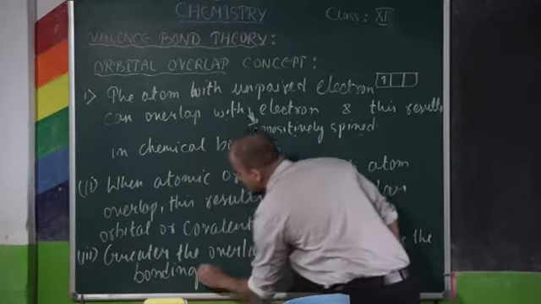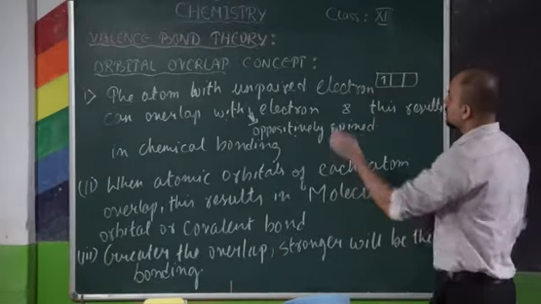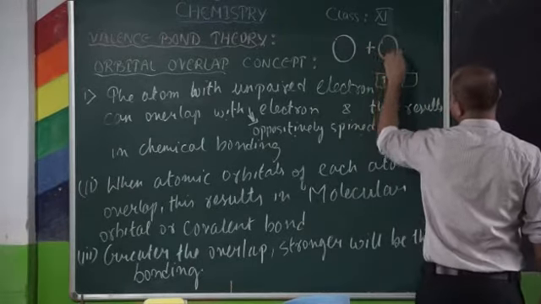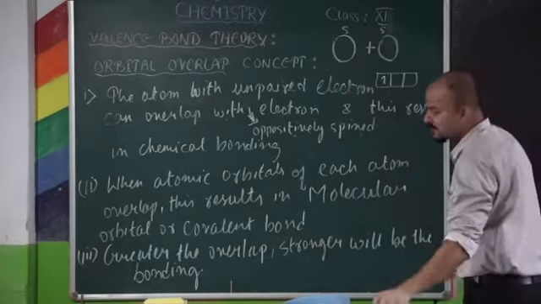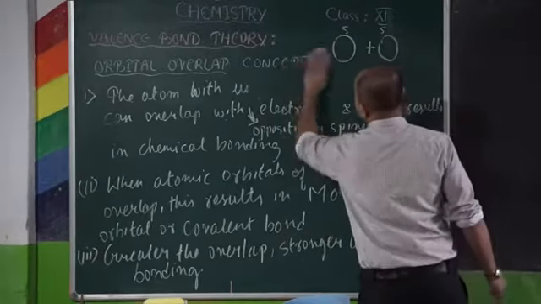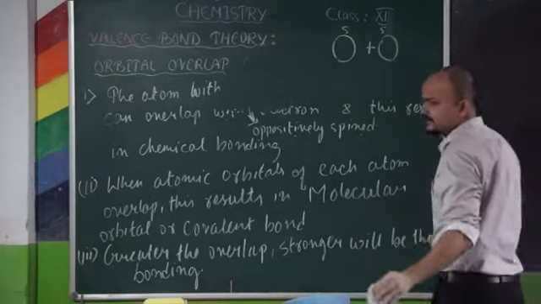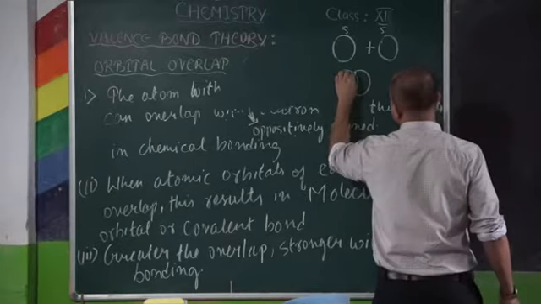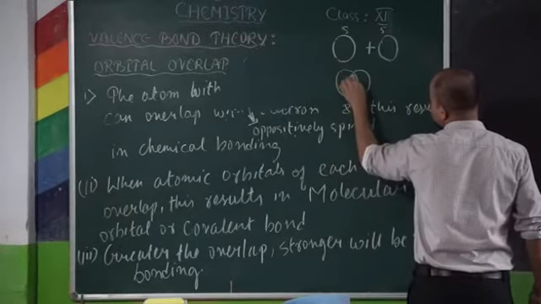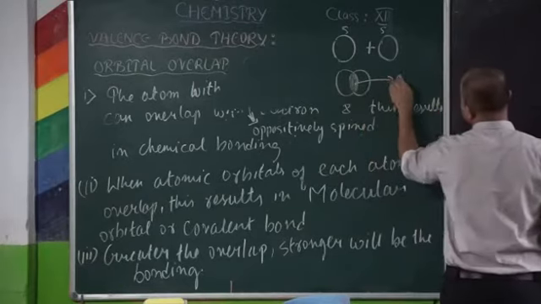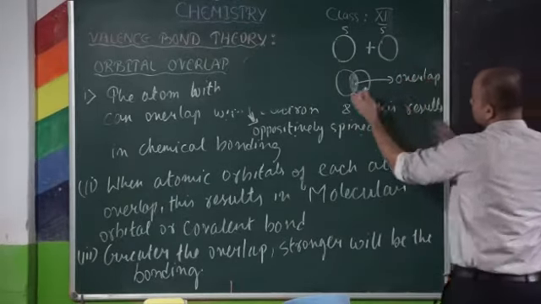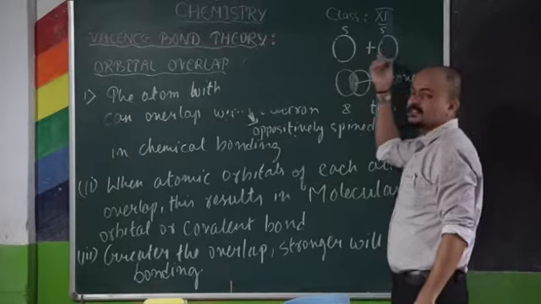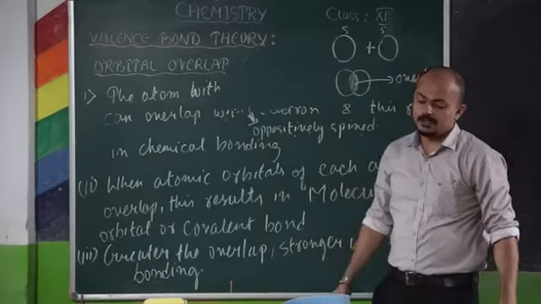Let's discuss overlap. Last time also we had discussed this. Suppose these are two s orbitals. S orbitals are spherical in shape. Whenever there is bond formation, they come close together and overlap. The region which is common to both of these s orbitals is the region of overlap. If you have greater overlap between these two orbitals, then the bond will be stronger.